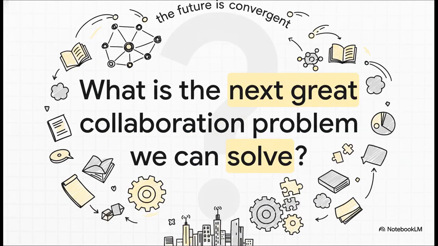So the big question is, now that we have this incredibly powerful tool in our toolbox, what's next? Now that we can build these super resilient, super fast, offline-friendly collaborative systems, what's the next giant problem we can solve with them? What new ways of working together can we invent? The future, as they say, is convergent, and I, for one, can't wait to see what we build.